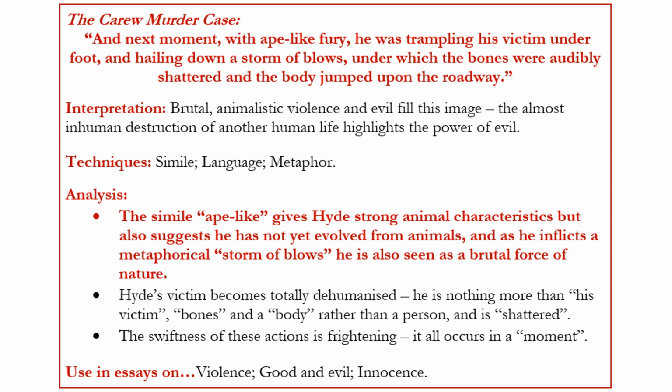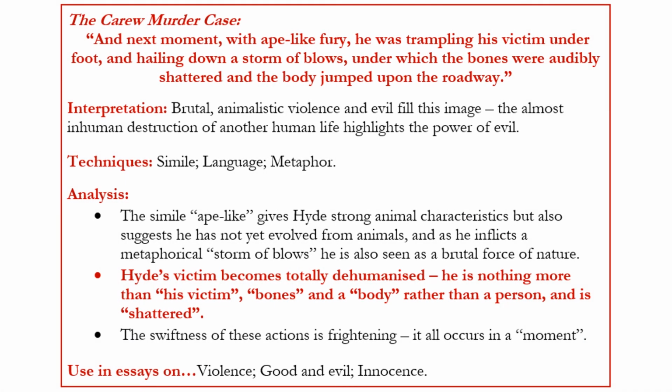Furthermore, humans take comfort in the belief that nature is innately good. The image "storm of blows, hailing down" depicts nature as violent and aggressive, and reinforces Jekyll's conclusion that when presented with the options between good and evil, the natural instinct is evil. Hyde's victim becomes totally dehumanised. He is nothing more than his victim, "bones" and a "body", rather than a person, and is "shattered".